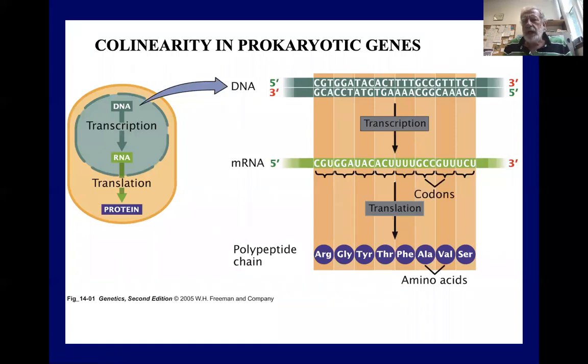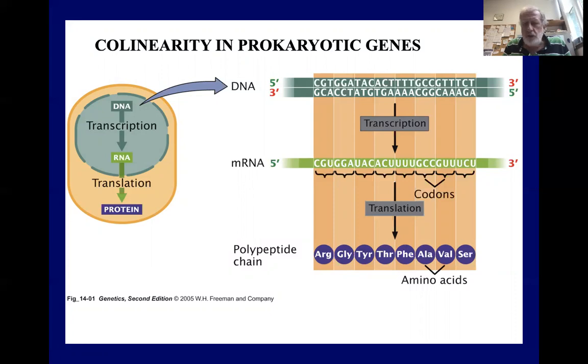So prokaryotic genes exhibit collinearity. That means that the messenger RNA is the same length as the gene that it came from. So here we see the gene on top, double-stranded DNA there. Here we see the messenger RNA in the middle. It's divided into codons. Remember that codons are triplets of messenger RNA that code for specific amino acids. And then we see the polypeptide chain at the bottom.